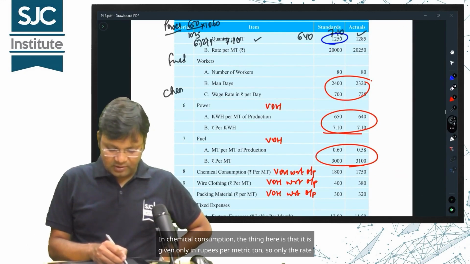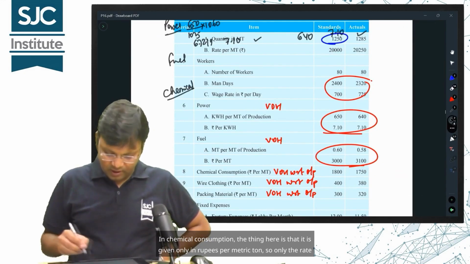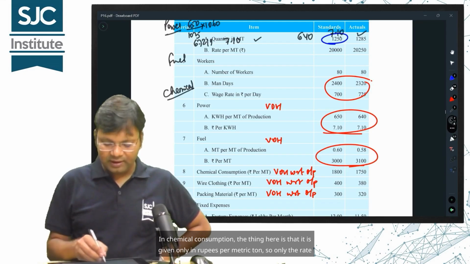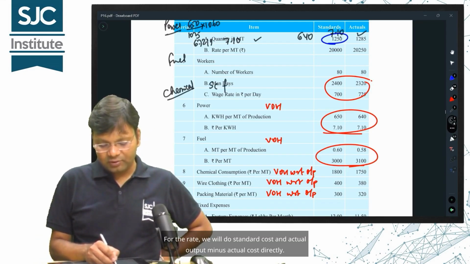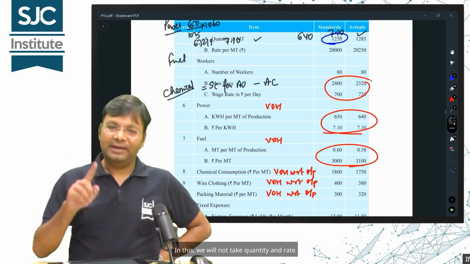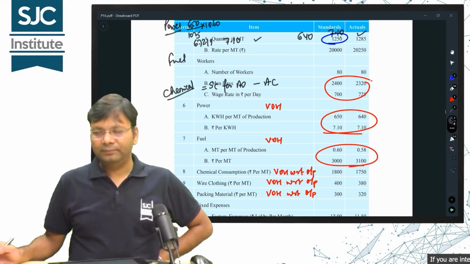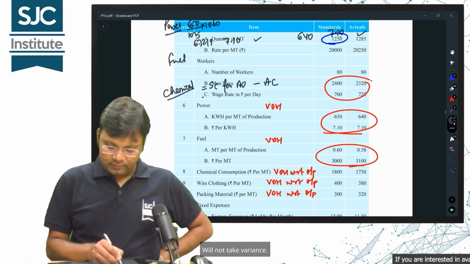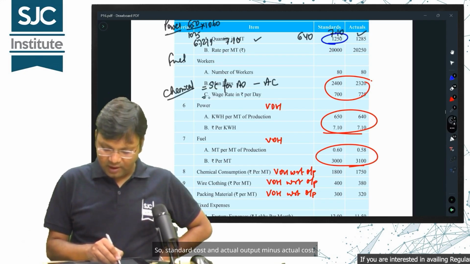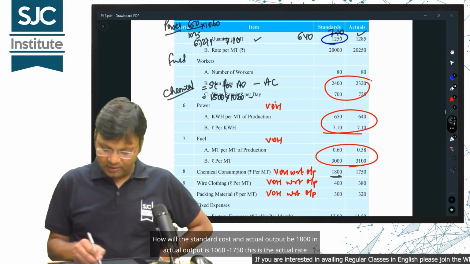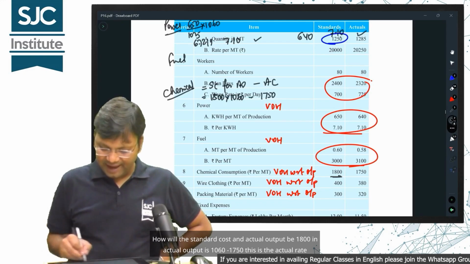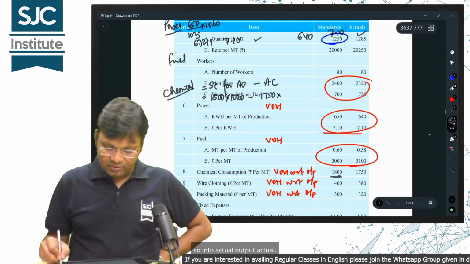In chemical consumption, the thing here is that it is given only in rupees per metric ton, so only the rate is given. For the rate, we will do standard cost and actual output minus actual cost directly. In this, we will not take quantity and rate. We'll not take variance. So, standard cost and actual output minus actual cost. The standard cost on actual output will be 1800 into 1060, and the actual rate is 1750, so into actual output.